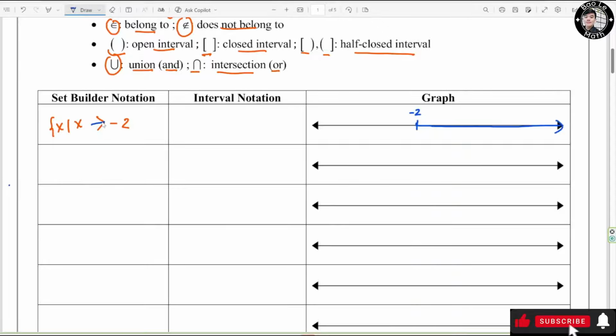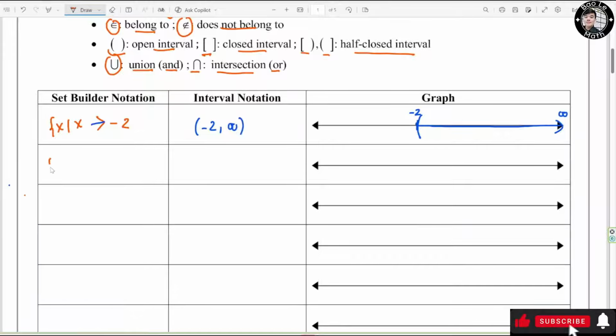And I look at this one, I don't see the equal sign, right? So this must be the open parenthesis. So the answer for interval notation should be -2 to infinity. This one is infinity right here.